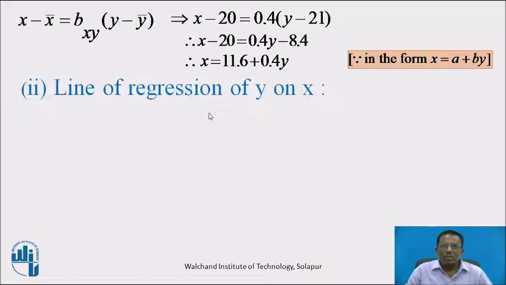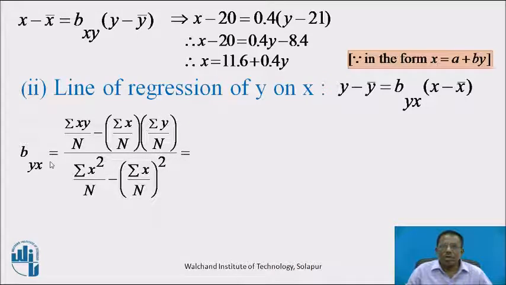Now, the second one is the line of regression of y on x. The formula is y minus y bar equal to b suffix yx into bracket x minus x bar. Now, first we calculate the value of b suffix yx.